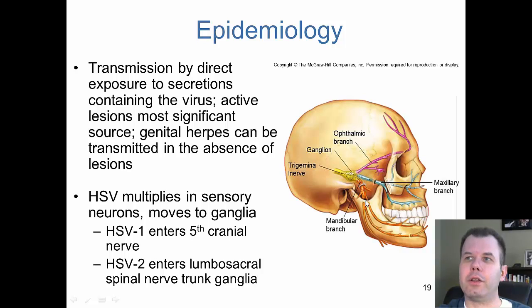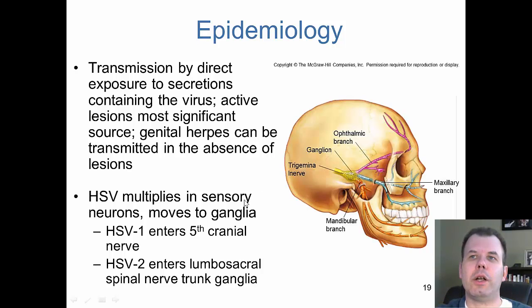It can sit in the lower mandible region, it can sit in the maxillary region, infect the nose through the nerve here, or even get up into the eye. And so some people will get herpes infections of the eyelid and the ophthalmic region, and so that can be pretty serious because that could lead to scarring and damage of the vision, especially if it gets in the eye.